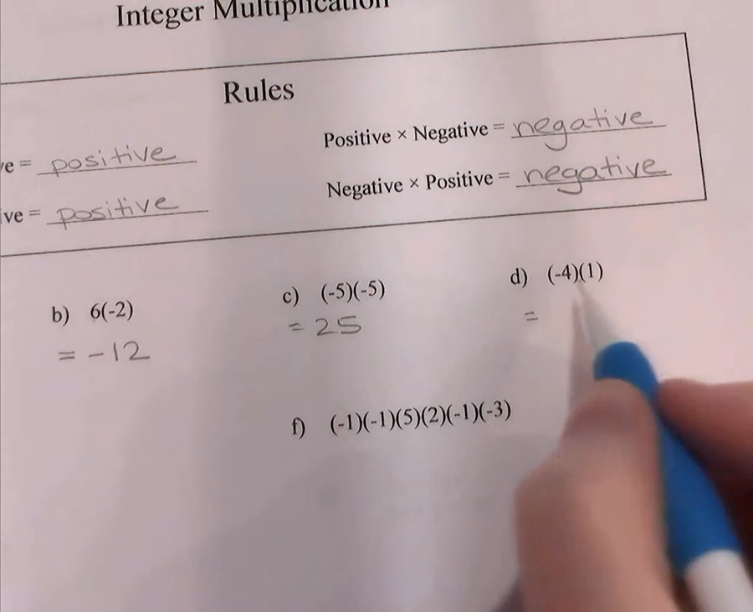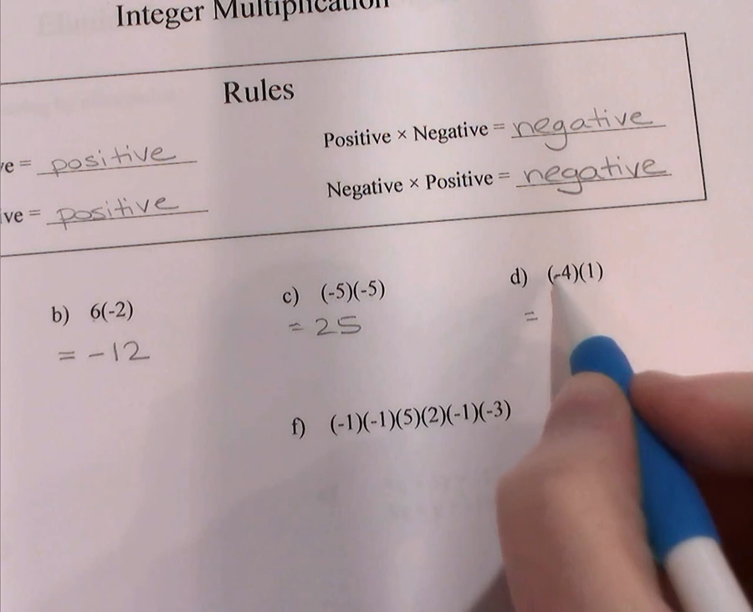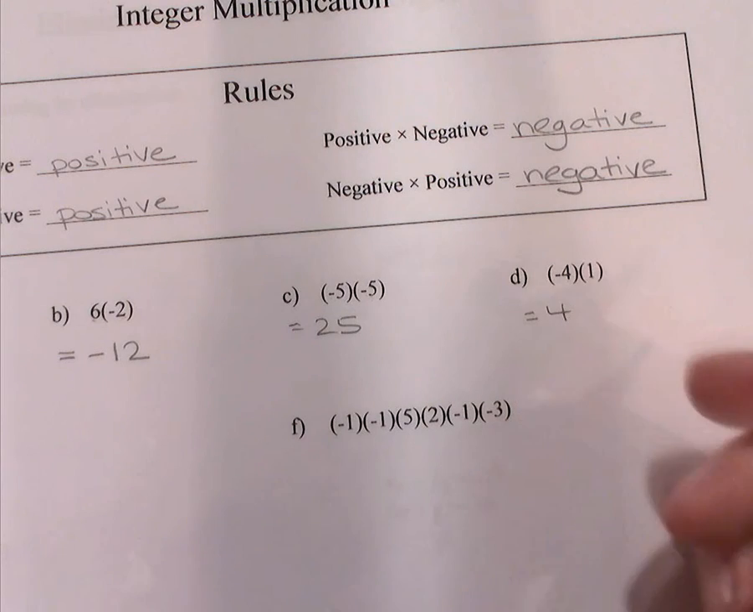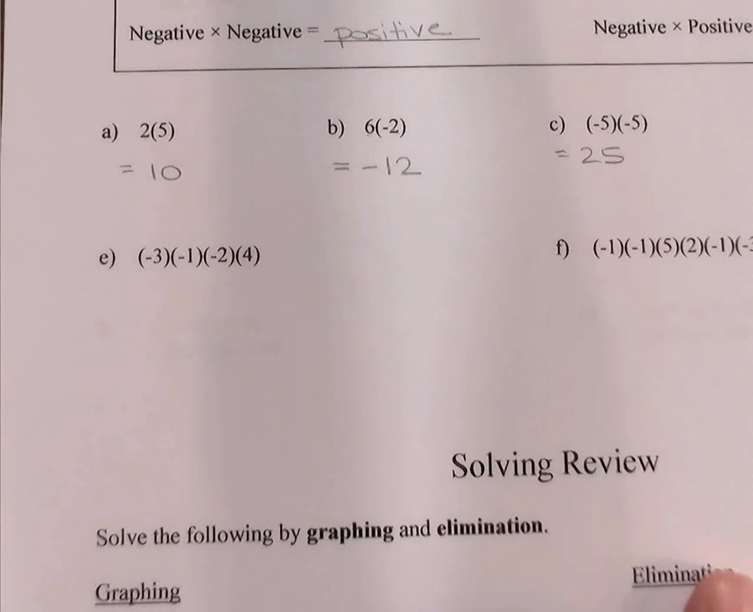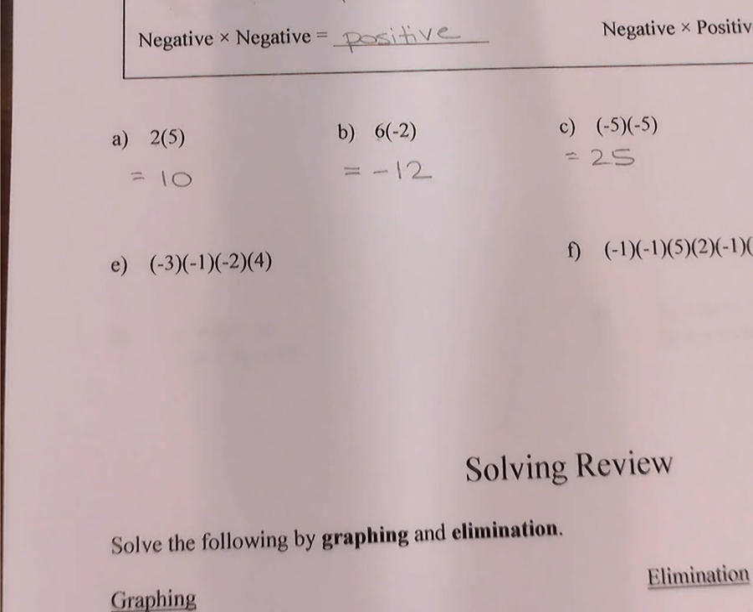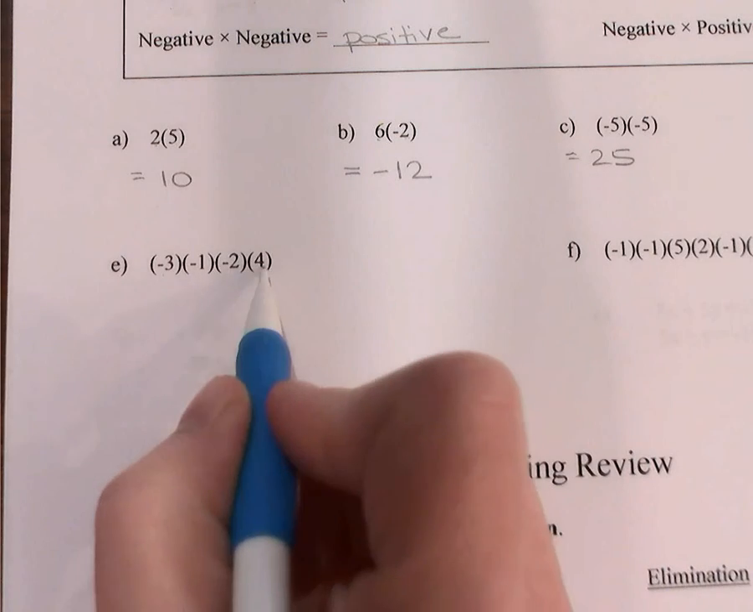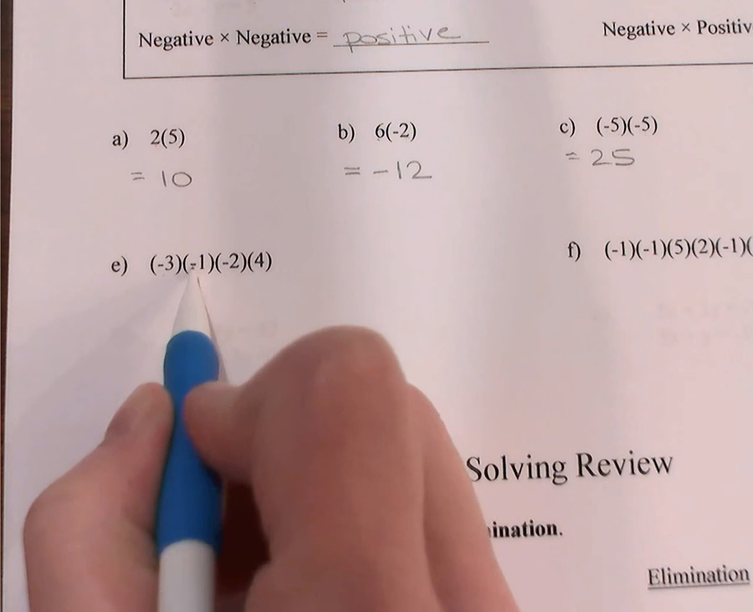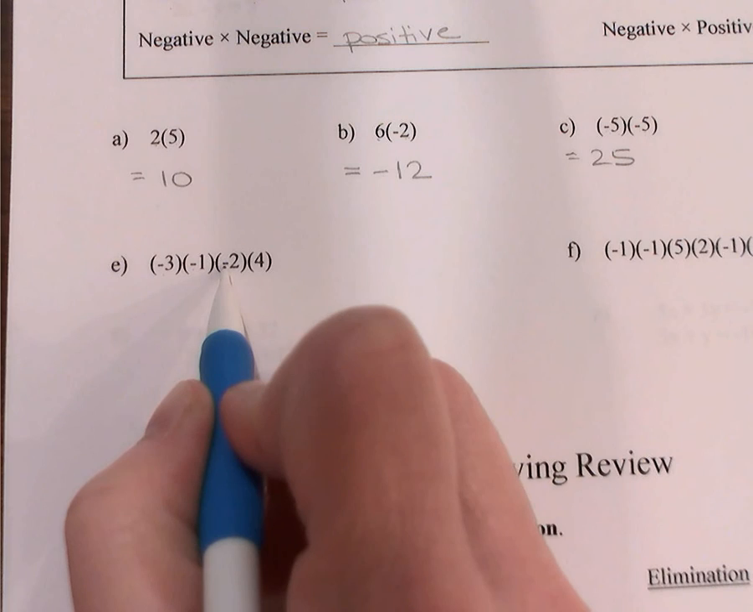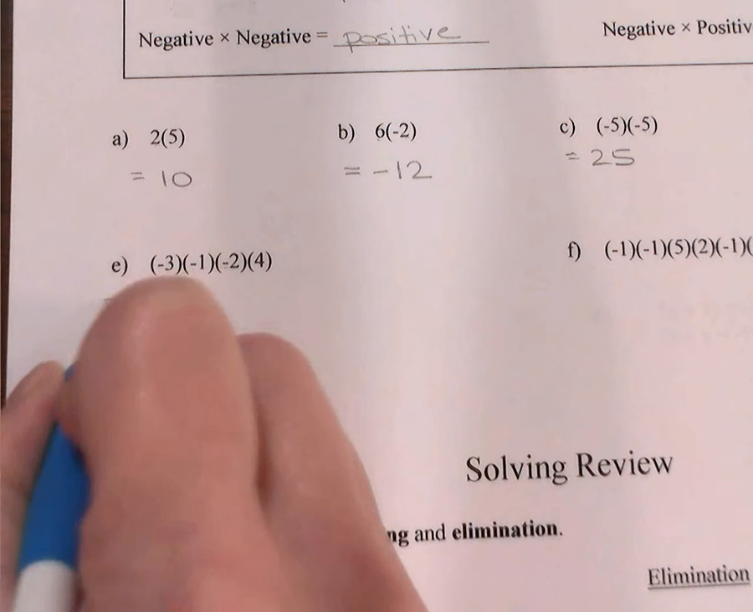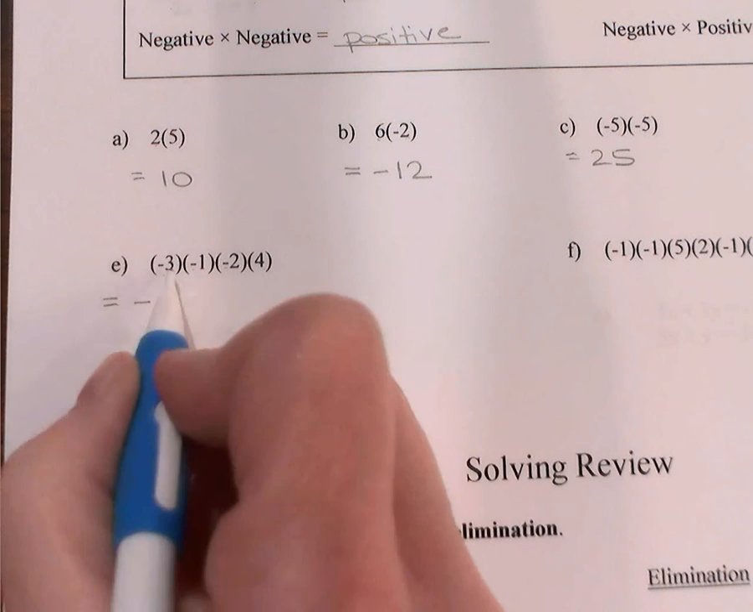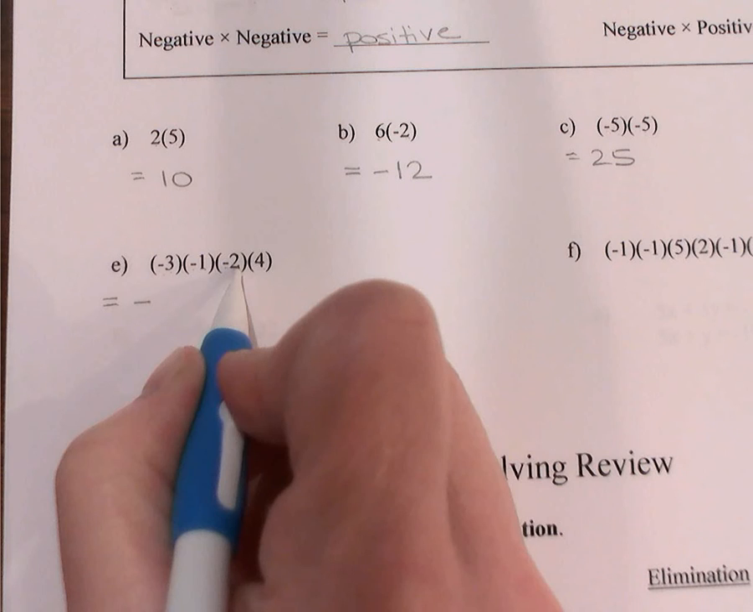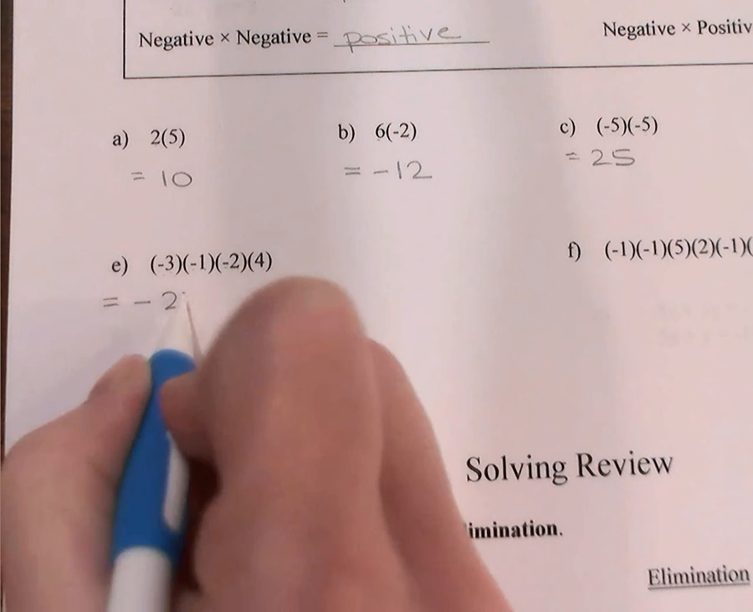If I look at this one, I have negative times positive. So negative times positive is negative, and 4 times 1 is 4. If I look at this next one, I now have 4 numbers to multiply. But I have negative times negative, which is positive. Positive times negative is negative. And negative times positive means my final answer will be negative. 3 times 1 is 3. Times 2 is 6. And 6 times 4 is 24.